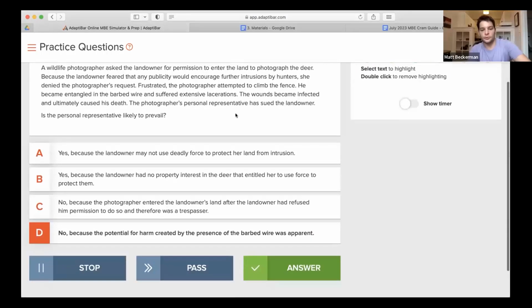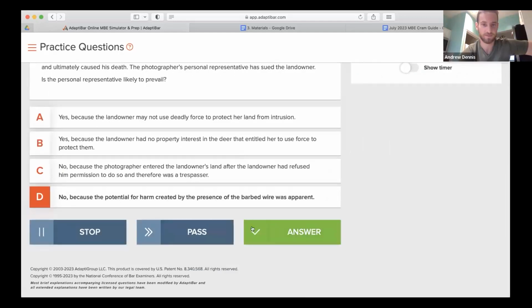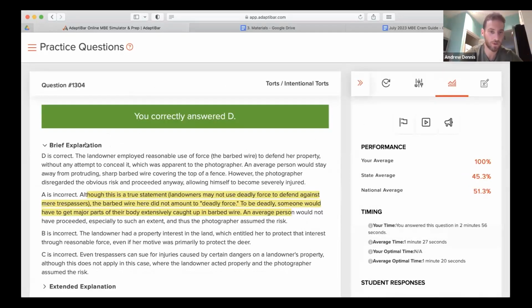Some people did in the poll, but after that speech. Good job. The landowner employed a reasonable use of force, the barbed wire, to defend her property without any attempt to conceal it, which is apparent to the photographer. An average person would stay away from protruding sharp barbed wire covering the top of the fence. However, the photographer disregarded the obvious risk and proceeded anyway, allowing himself to become severely injured. For those who picked A, which is a tempting answer, I think in hindsight, the best thing is what Matt said. Barbed wire is clearly legal.